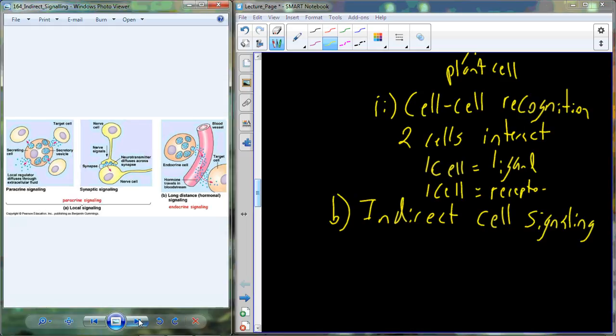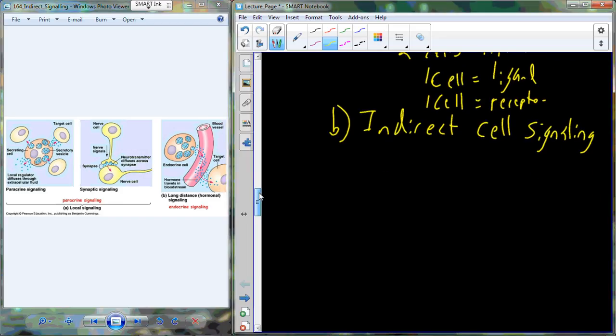The second type of cell signaling is called indirect cell signaling, and there are several types of indirect cell signaling, and you should recognize a few of these. So this is going to be no direct contact between the cells. We're going to have the signaling method either through the extracellular fluid or through the blood itself.